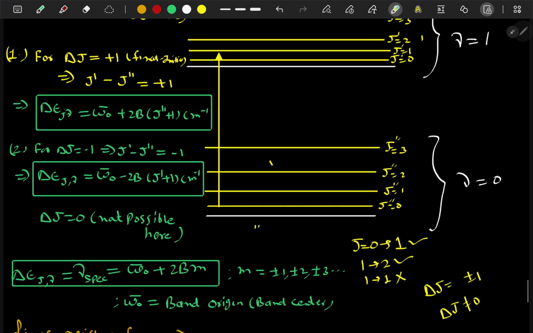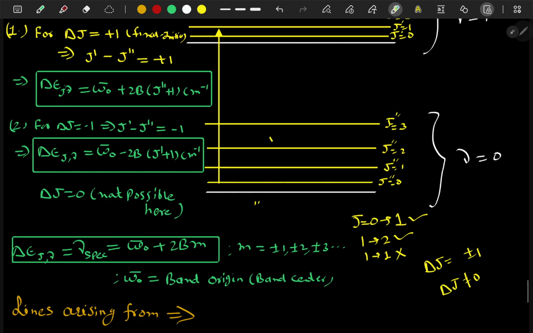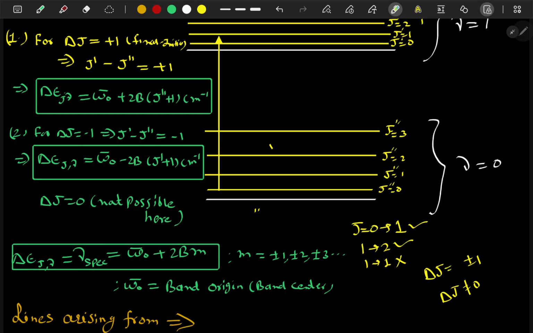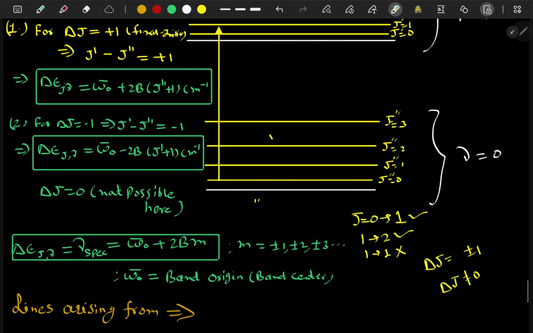Now for delta J minus 1, J' minus J'', final minus initial. Okay, for minus 1 what will happen, final minus initial, J' minus J'' equals minus 1. So just put the value and you will get this expression. And delta J equal to 0 is not possible.